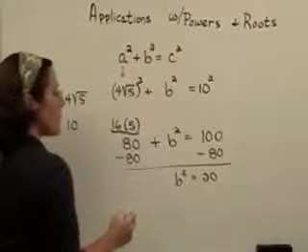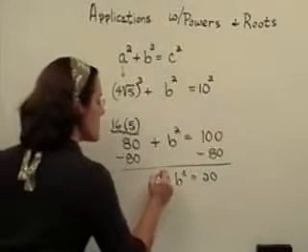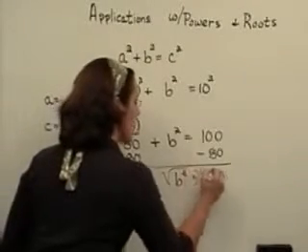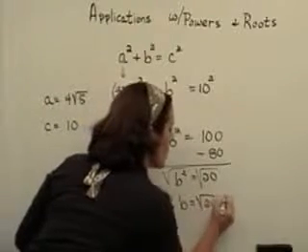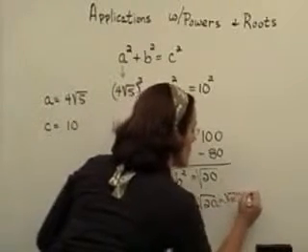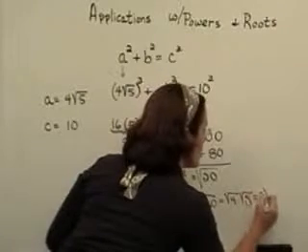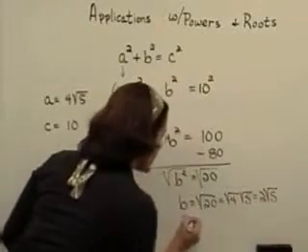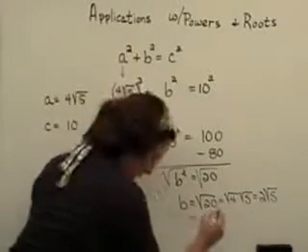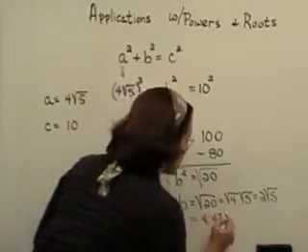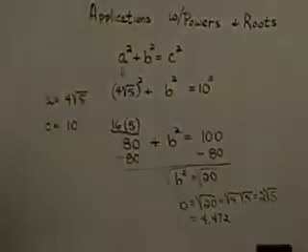And this is the point where I'm going to take the square root of both sides. So I'll do that here and here, and B equals the square root of 20, or I might think of that as the square root of 4 times the square root of 5, which is 2 times the square root of 5, or I might take my calculator to that and find out that the square root of 20 is 4.472.